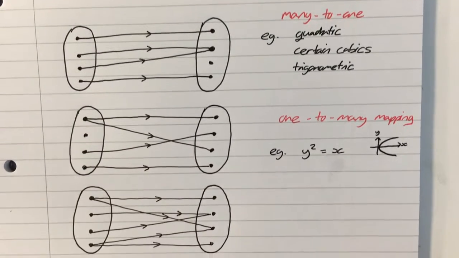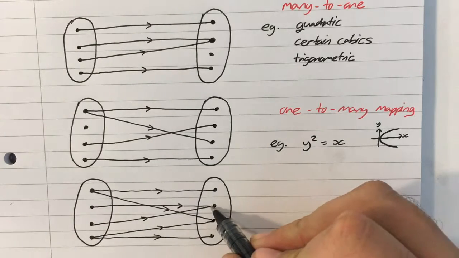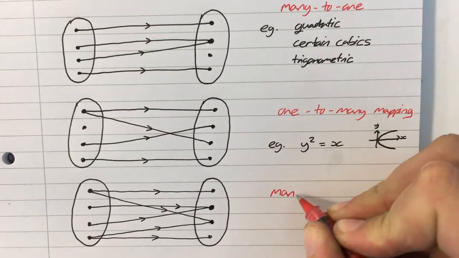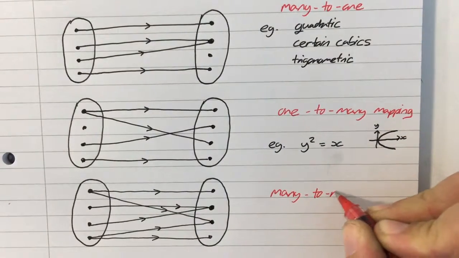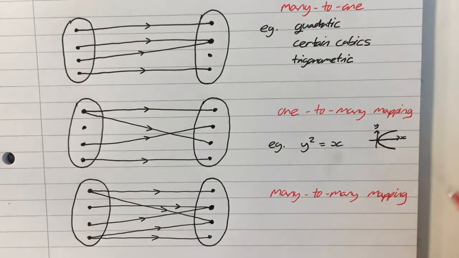Or you might get a more complicated one where you have some x values which go to multiple y values, but you also have some y values which are obtained from different x values. So this y value here is obtained from this x value and from this x value, but this x value here goes to that y value and that y value. And this is referred to as, you might guess, many to many. And again, this is referred to as a mapping, not a function.